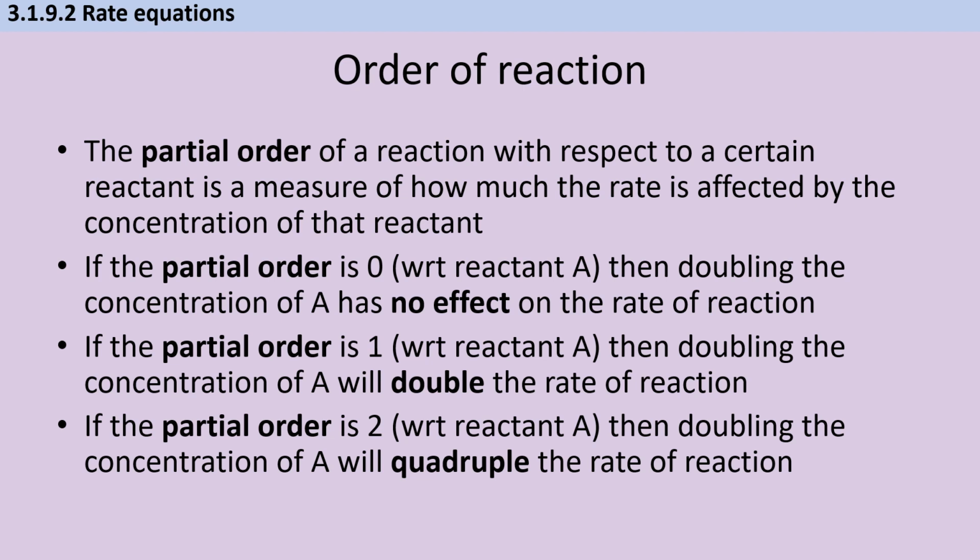If the partial order of a reaction with respect to reactant A is 0, which is often the case for enzyme catalyzed reactions, and is also going to be the case if that reactant isn't part of the slower step, then if I double the concentration of A, there will be no effect on the rate at all. A partial order of 1 means that if I double the concentration, the rate doubles, and a partial order of 2 shows a squared relationship. So if I double the concentration of A, my rate will quadruple, and if I triple the concentration of A, my rate will increase by a factor of 9.